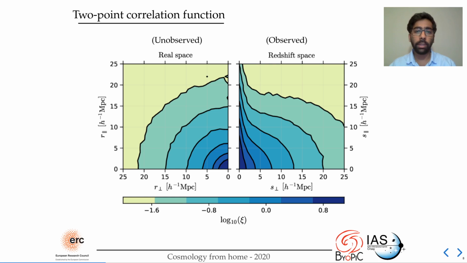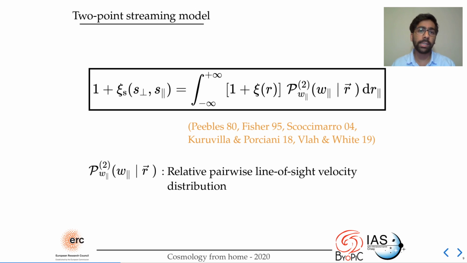And thus the main goal in RSD modeling is how to map from the left, which is isotropic, to the right, the anisotropic redshift space correlation function. In configuration space, one of the main frameworks has been what is known as the streaming model. The streaming model gives us the anisotropic correlation function as an integral of the isotropic correlation function times a relative pairwise velocity distribution. This was put forth by Peebles in the 1980s, subsequently worked on by Fisher and Scoccimarro among others.